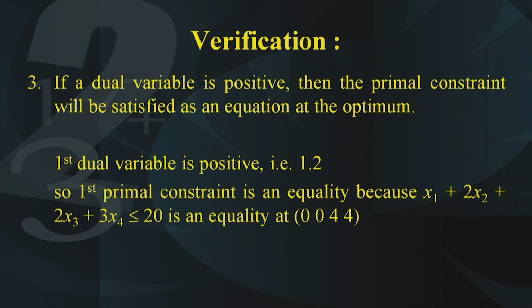Let us verify this. Let us say if we have a dual variable which is positive, then the primal constraint will be satisfied as an equation at the optimum. Look at the first dual variable. What is the first dual variable at the optimum? It is 1.2, and if you look at the first primal constraint, what is the primal constraint? It is 2x1 plus 3x2 less than or equal to 20. Now, this is satisfied as an equality at the optimal point. So, hence this is verified.